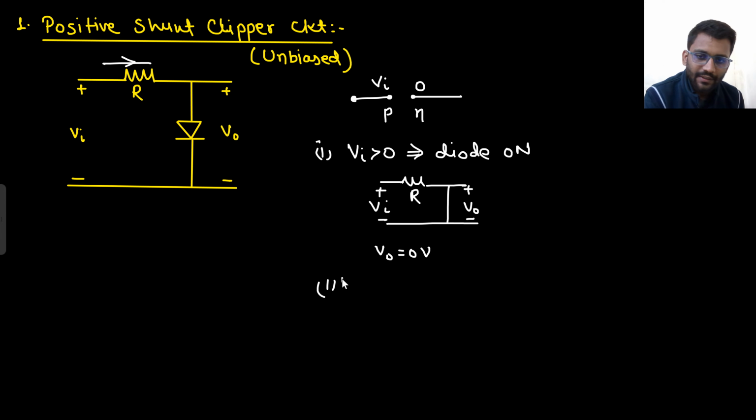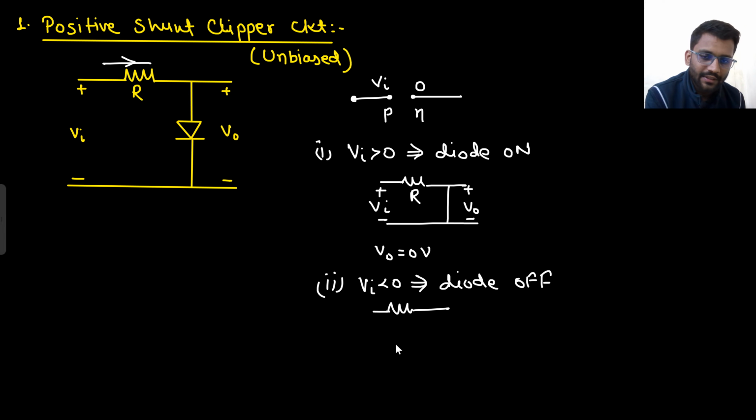In the second condition, when Vin is less than 0, what will happen? Diode will be off. If diode is off, that means diode will be open circuited. So tell me what will be the condition? This is V in. If diode is off, there will be no current through the resistor, so complete V in will be reaching V out. So V out will be equal to V in.